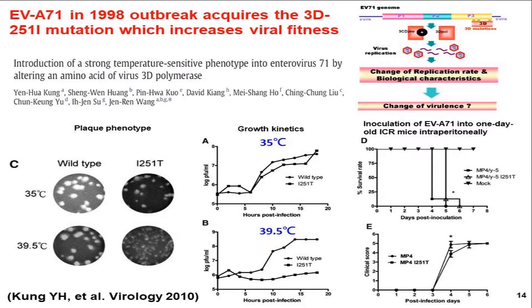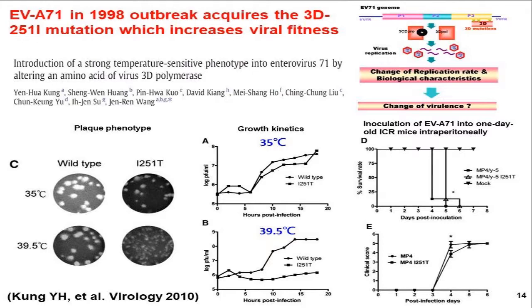When we compare the sequences before 1998 and after 1998, we found that in the non-structural protein region, there was a position in the 3D polymerase with mutations. These mutations before 1998 were different, so we made reverse genetics viruses with substitutions. We changed it to the substitution from before 1998, which was the sequence in 1986.